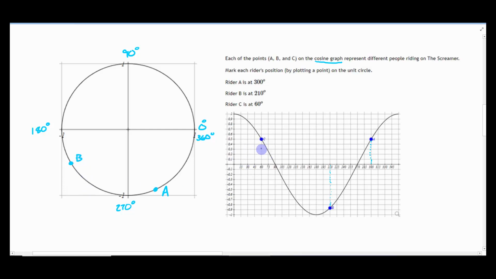All right, so then we have rider C. Rider C is at 60 degrees. Okay, so 60, there's 90, so 60 is going to be probably somewhere right around here. There is rider C. So that's how we do those problems. It's just taking these points that are on the wave and finding their corresponding positions on the unit circle, or vice versa, taking a point on the unit circle and marking it on the graph.